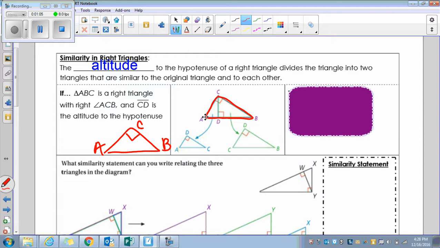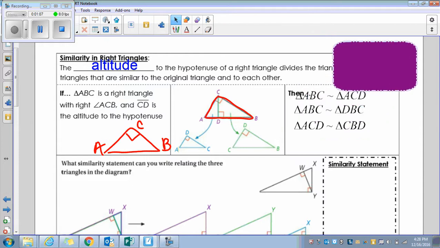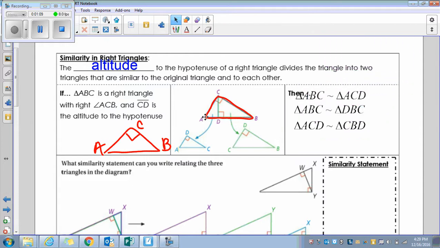So when I have the altitude, I really have three similar triangles. ABC is similar to ACD, ABC is similar to DBC, and ACD is similar to CBD. So each one is similar to each other because they are all right triangles.